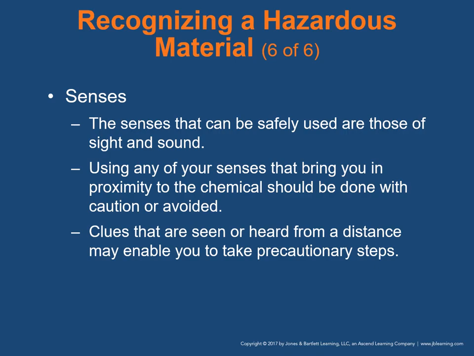Now let's talk about senses in relation to a hazmat incident. The senses that can be safely used are those of sight and sound. Using any of your other senses that bring you in proximity to the chemical should be done with caution, or more importantly, probably avoided altogether, just because you don't have the specialized training and equipment needed. Clues that are seen or heard from a distance may enable you to take precautionary steps.